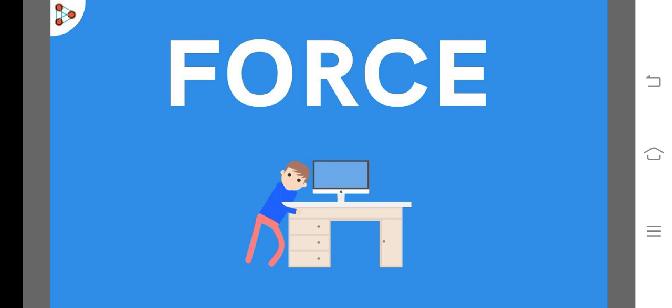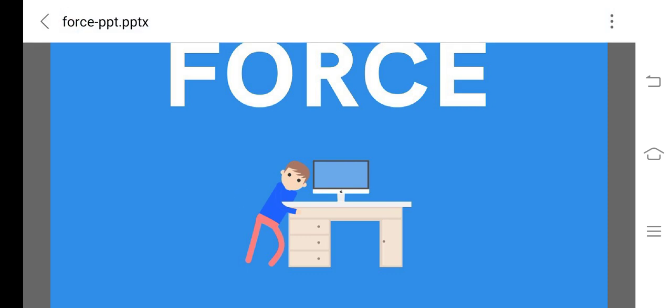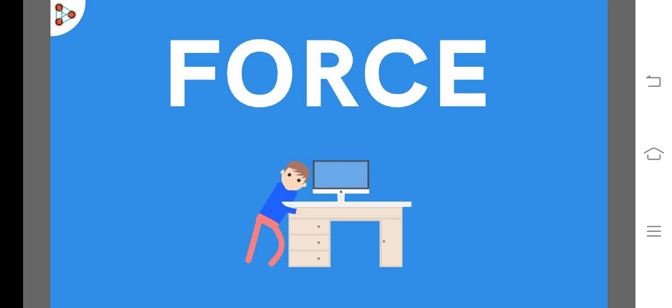So look, as you can see in the picture, there is a man who is applying force on a table. So when a man applies a greater or strong force on the table, what will happen to the table? The table will move. So that is force. When that man pushes the table going to the right, the table will move. So it will have motion. So that is simply a definition of force. It is a push or pull that will result in the change of motion of an object.